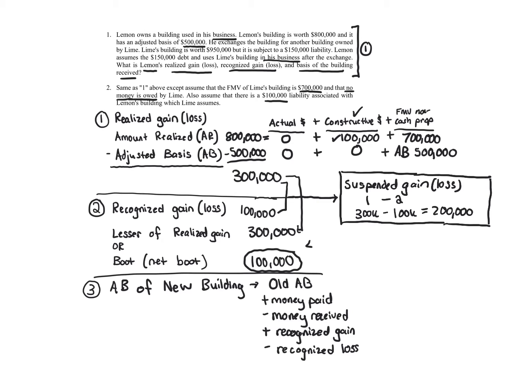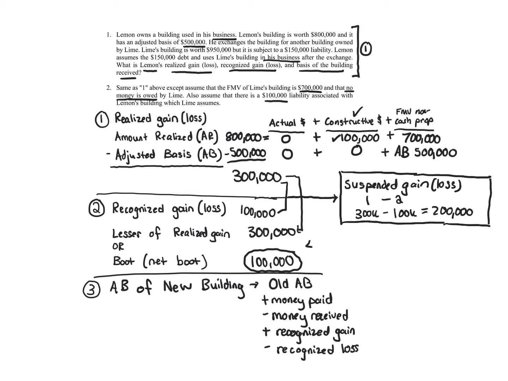Step 3, calculate the adjusted basis of the new building. So we take the old adjusted basis, plus any money paid, minus money received, plus gain recognized, minus loss recognized. Before we do that, I want to remind you, it's very, very rare to have a recognized loss in a like-kind exchange transaction. We're going to have like-kind property for like-kind property. We will see, though, in a later problem, so please stay tuned, watch the other videos. You will see later it's possible.